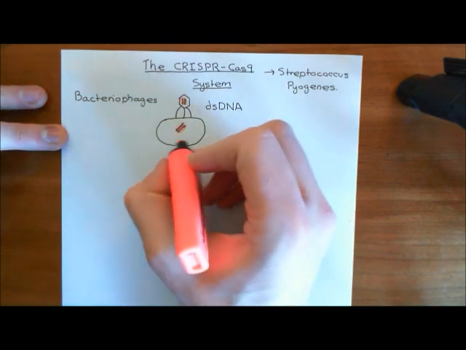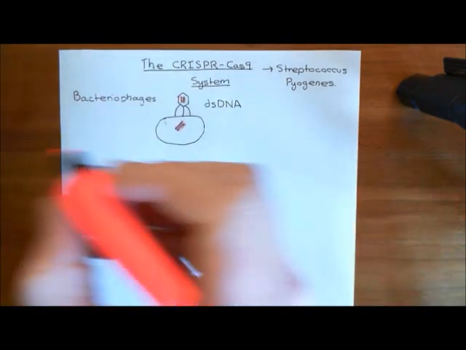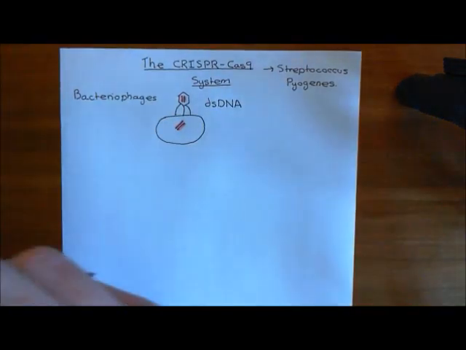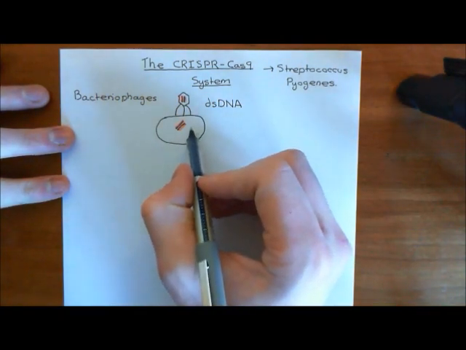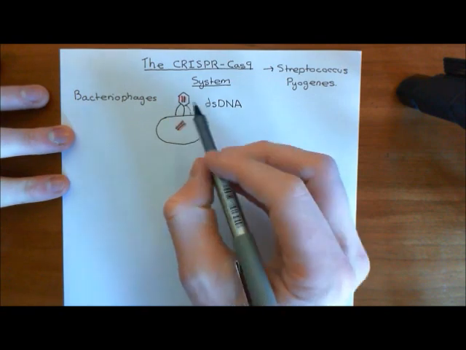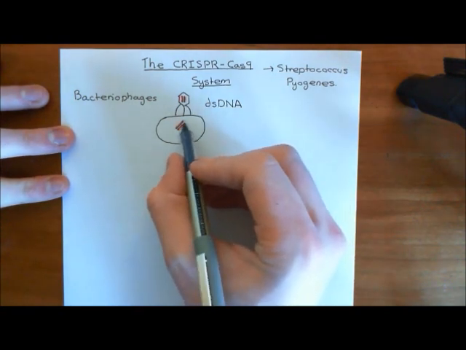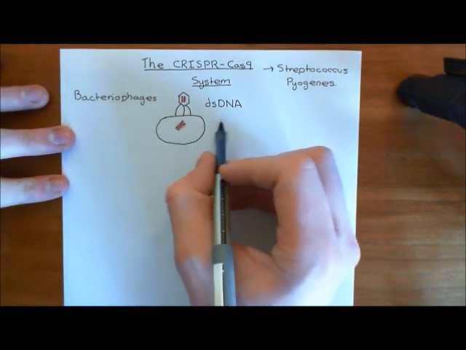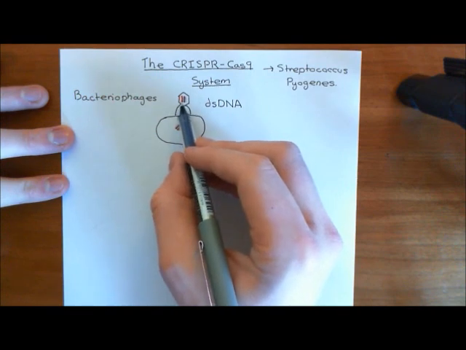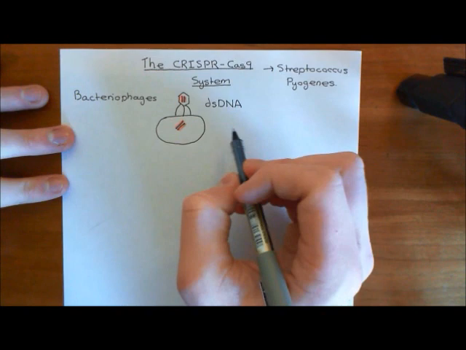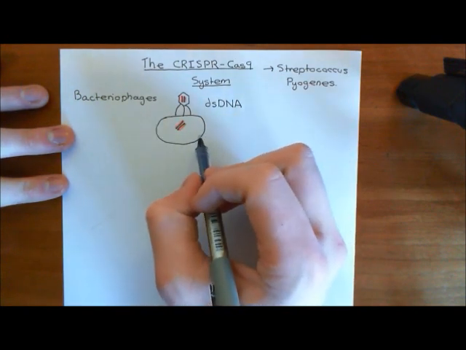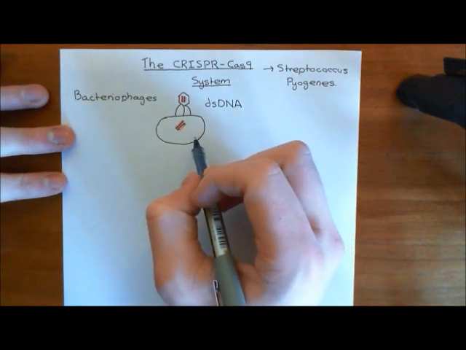Okay, it takes over the cell, it hijacks the cell's machinery, and it uses the cell's machinery to make viral proteins, basically. And it will manufacture new virion particles, new bacteriophages, which will then leave the cell and go off and infect other cells. And most likely they'll kill the cell in the process of using it in this way.